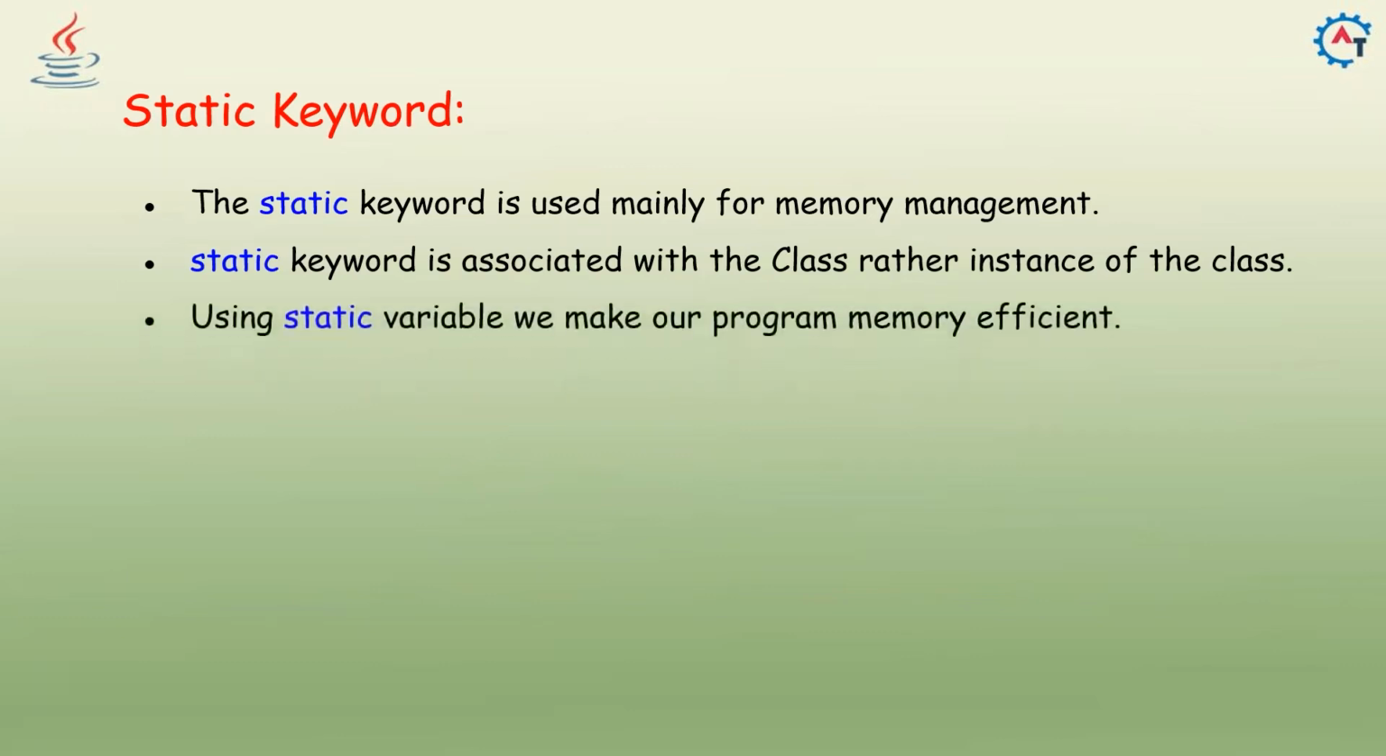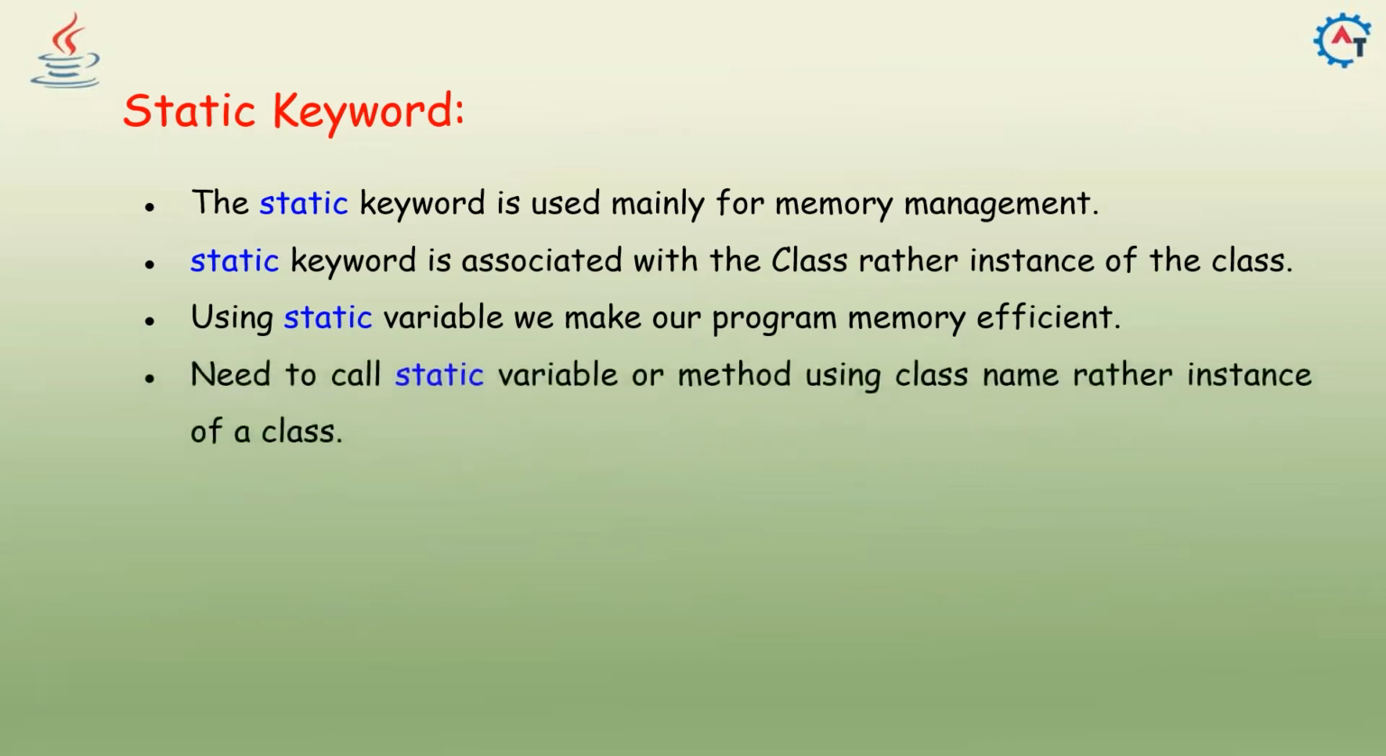Using a static variable, we make our program memory efficient. The first point we are seeing is that it's mainly used for memory management. We need to call a static variable or method using the class name, rather than an instance of a class. In instance variables, we used the variables with the help of an object, meaning an instance of the class. But here we don't need the instance of the class. We can directly use the class name to access this static information.